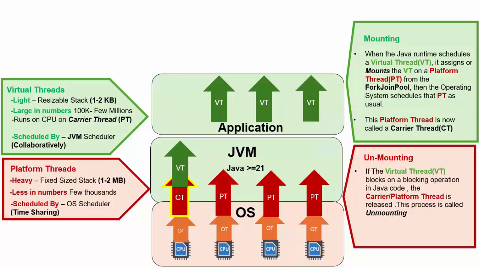Now, if the virtual thread gets blocked on a blocking operation, maybe an IO operation in the Java code, then the carrier thread, or the platform thread, is released. This process is called unmounting.